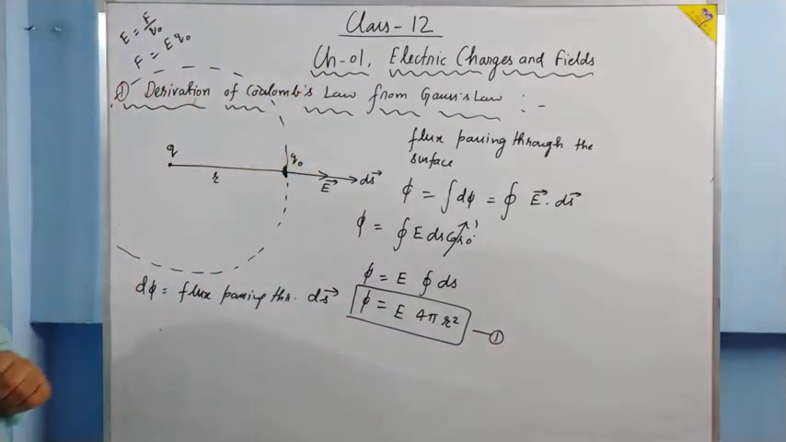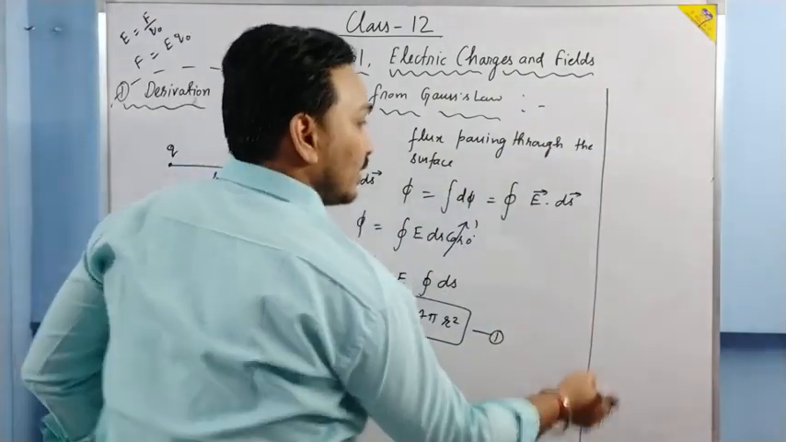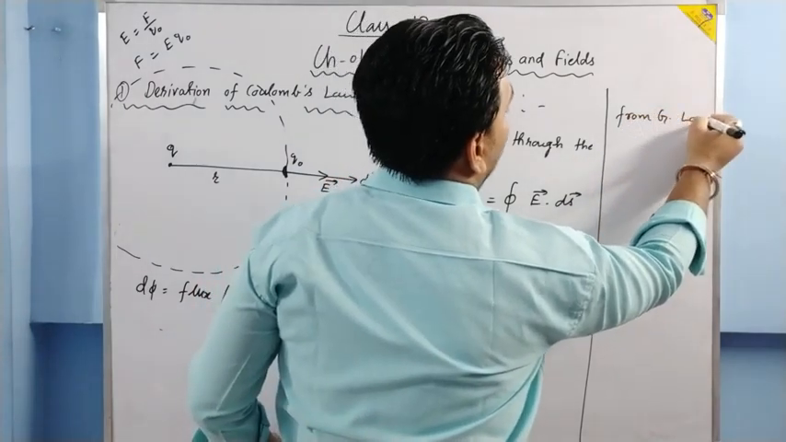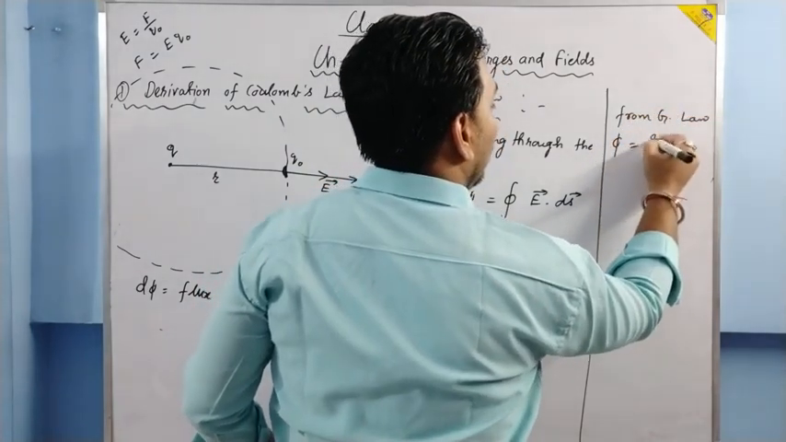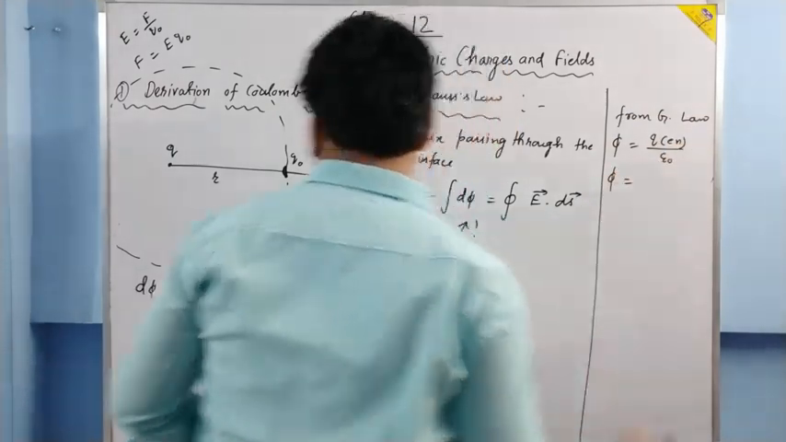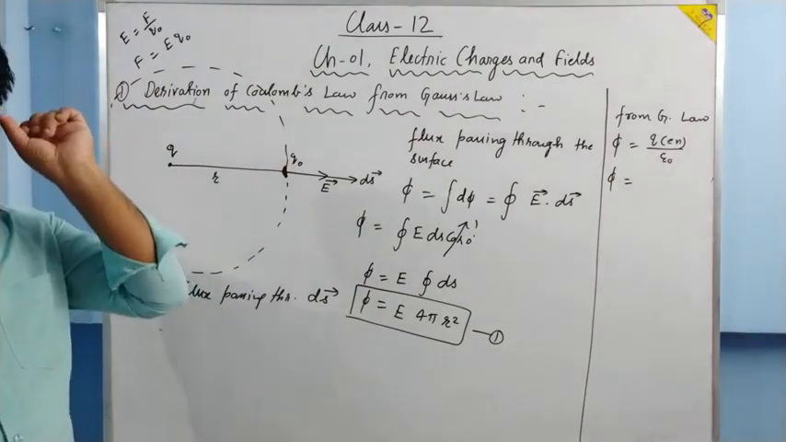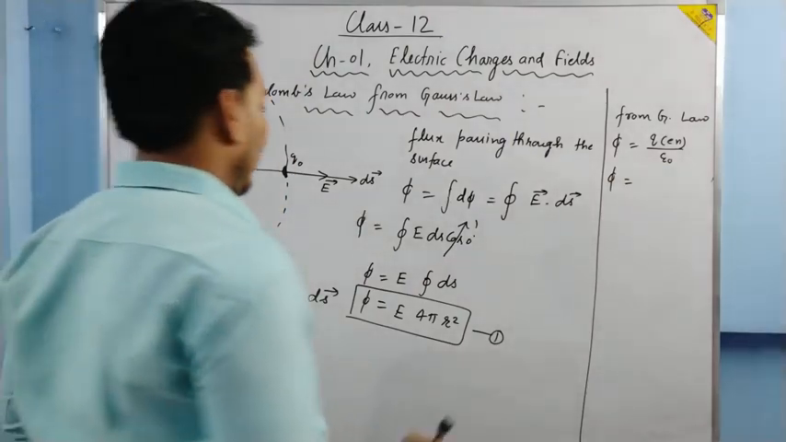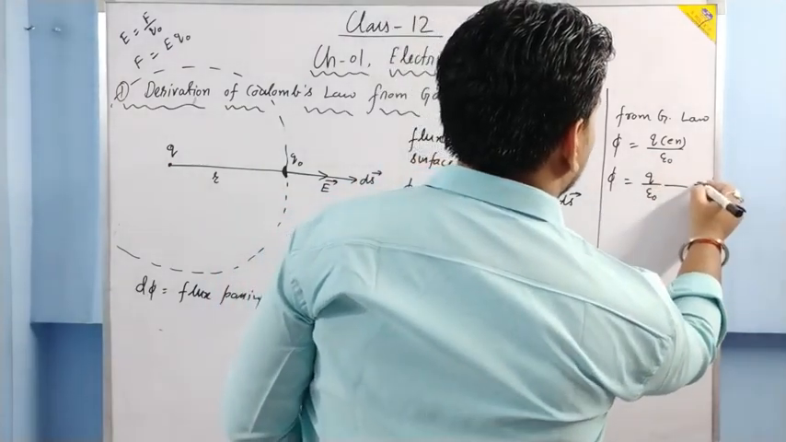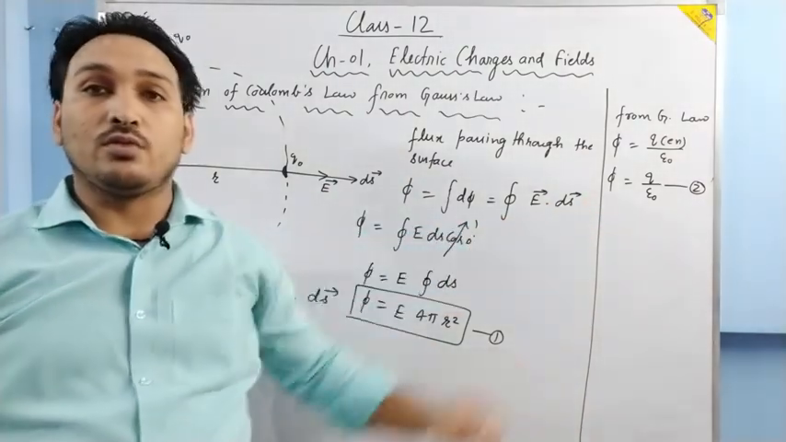Is it clear? Okay. Now from Gauss law, what can we say? From Gauss law, phi is equal to q enclosed upon epsilon naught. The charge which is enclosed by the surface is Q. Q naught is on the surface, and that is why it is not considered. So we are going to have Q upon epsilon naught. Let this be equation number 2. Equation number 1 gives the value of phi, and equation number 2 also gives the value of phi.